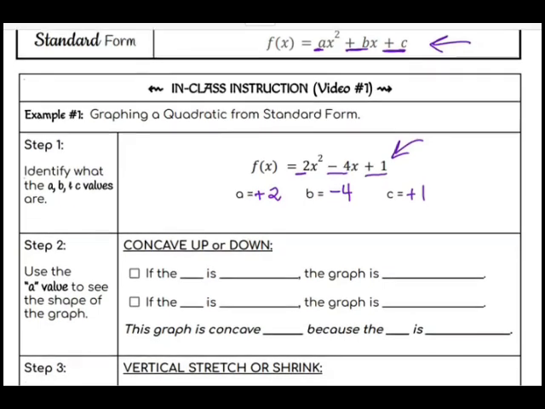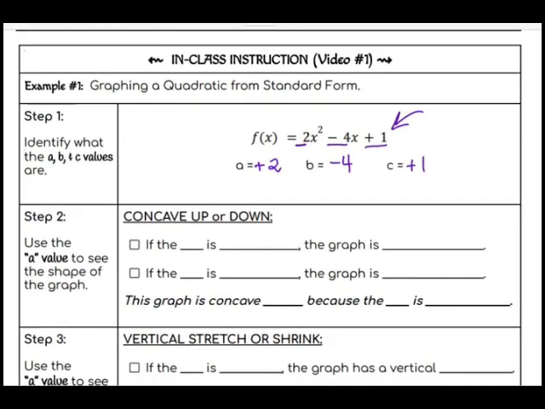Okay, so now I want to take a look to say, what's the general shape of this graph? Because when I go to graph it, the shape has to match. It's an easy way to tell if you've made a mistake. If it's concave up, but your graph is concave down, you know, wait, I made a mistake. So we're going to look at the a value to see the shape of the graph, whether it's concave up or concave down. So if the a is positive, the graph is concave up, which is like this.